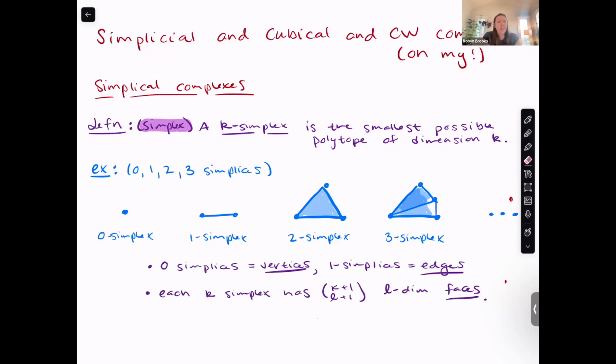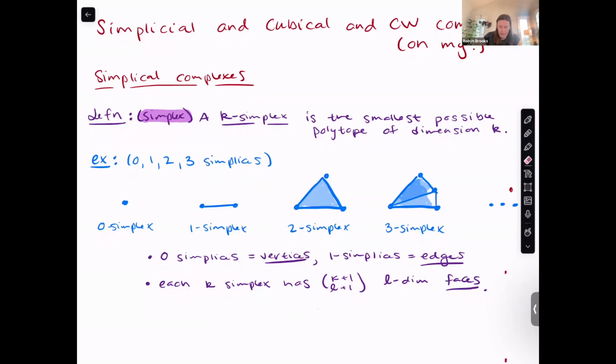The 0-simplex we call a vertex. The 1-simplex is an edge. The 2-simplex is a triangle, the 3-simplex is a tetrahedron, and on and on. We can have simplices of any dimension that you want. You can see that the higher dimensional simplices have boundaries that are composed of lower dimensional simplices, i.e. the 2-simplex is bounded by 3 edges and 3 vertices. This is a general pattern, and we call these bounding simplices faces.